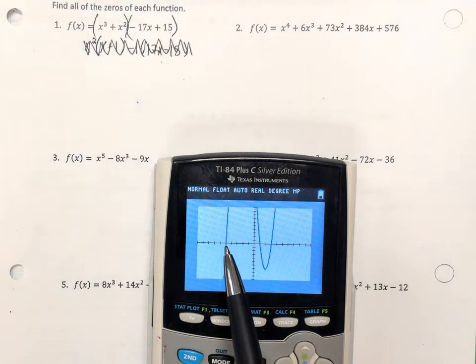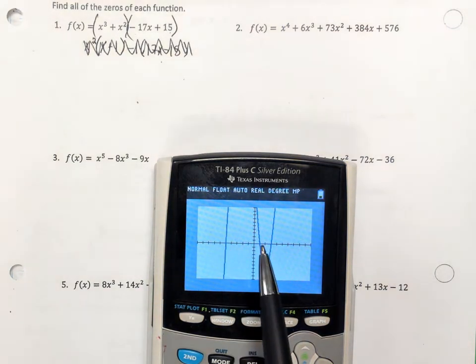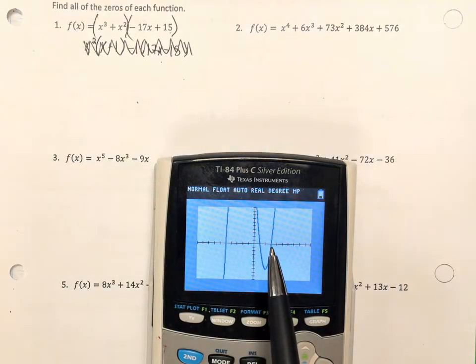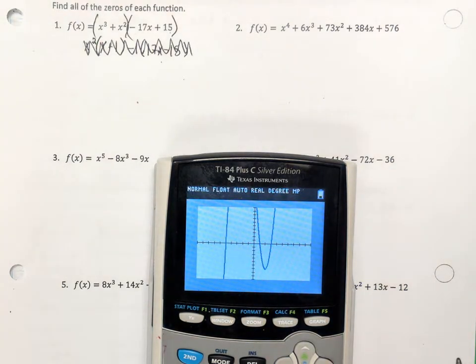What's this one? Negative 5. What's this one? 1. And what's this one? 3. Okay? So it doesn't matter. Pick one. I'm going to pick negative 5.